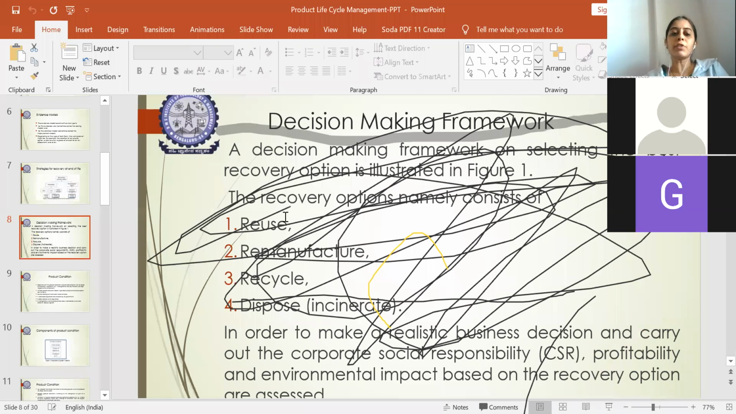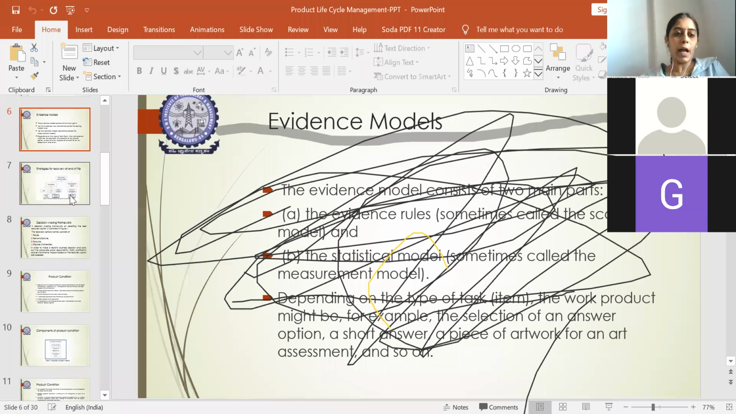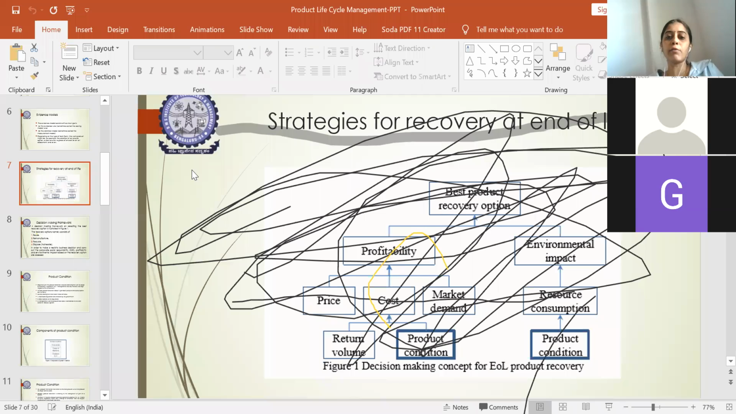So the product which is running has to be very successful. Depending upon the recovery strategies, you will think whether it has to be reused or remanufactured, or it has to be put into the scrap. So you have certain strategies for recovery at the end of life.